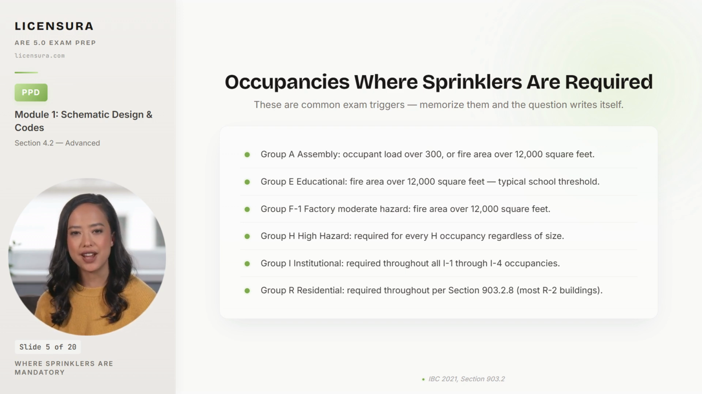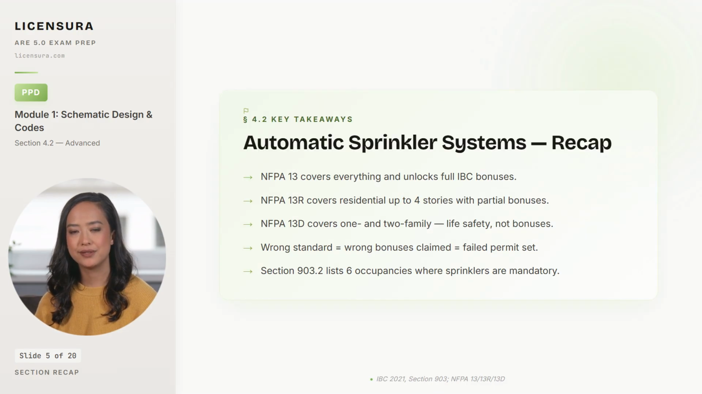Walk away with these 5 anchors so the sprinkler standard choice never slips on a permit set. 5 anchors from the sprinkler system framework. First, NFPA 13 covers everything in the building and unlocks the full IBC bonus package: taller, larger, longer travel distance, narrower egress. Second, NFPA 13R covers residential up to 4 stories, dwelling units and corridors, and grants only partial bonuses. Verify row by row against the tables rather than assuming parity.